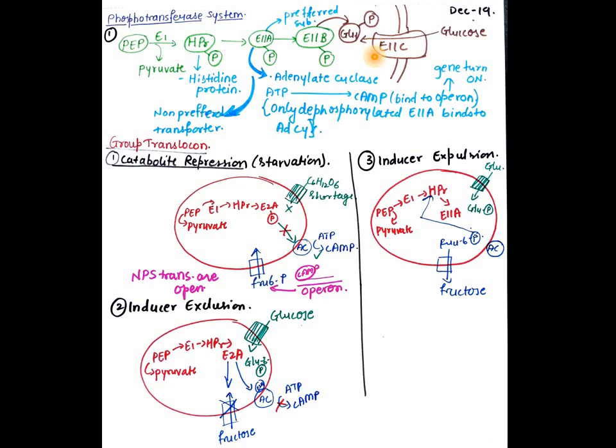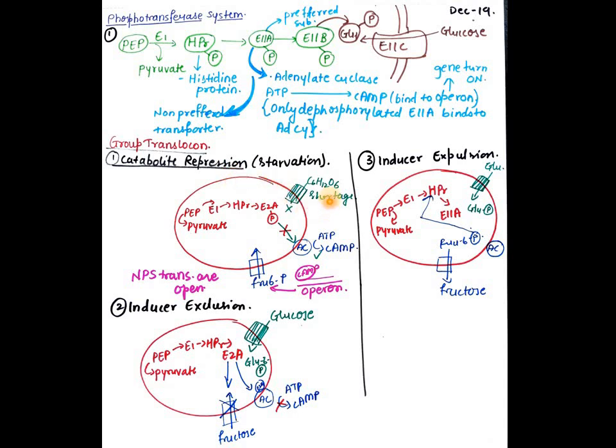Now, in this whole scenario, the cell prefers the simplest source of energy. If glucose and lactose are there in the environment, the cell usually prefers glucose, that is the simpler form of sugar, right? So similarly, to understand this in a better way, let's look at three different situations. Now, the first one is catabolite repression.